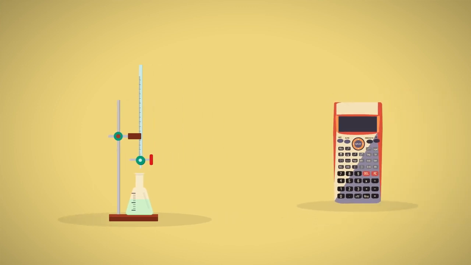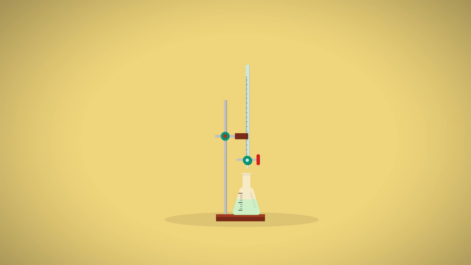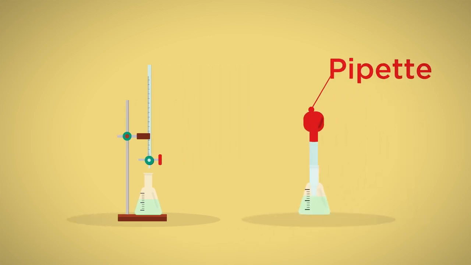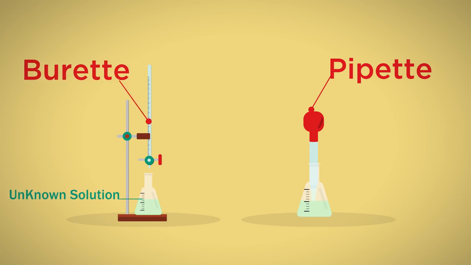The apparatus needed for titrations looks like this. The pipette is needed to accurately measure a certain volume of the unknown solution into the flask. The burette is then used to accurately measure and add the known reactant to the unknown until the reaction is complete. The burette can measure to 0.05 cubic centimeters accuracy.